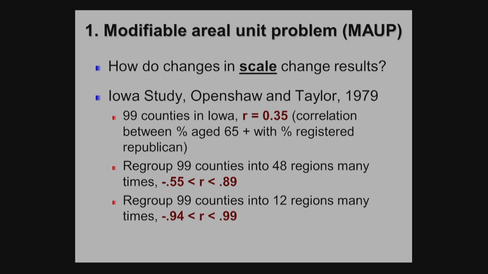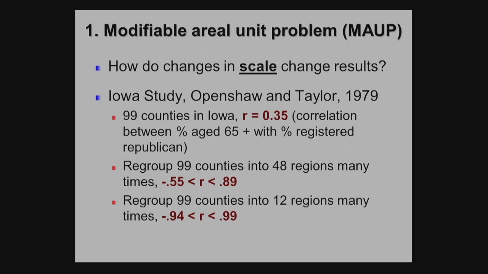The classical example that describes MAUP is from Openshaw and Taylor. It was published in '79. And here's the exercise. Take one state in the US, Iowa. It has 99 counties. And the question that is being asked is, what's the correlation between population over 65 and people registered as Republicans? Very simple question, pretty straightforward data, okay? So when you calculate this correlation for the 99 counties in Iowa, you get a correlation of positive 0.35.